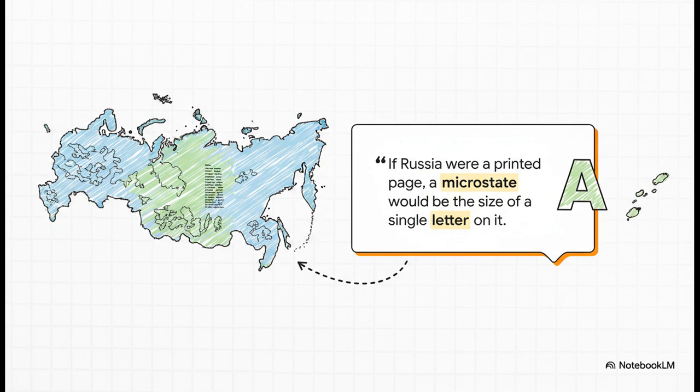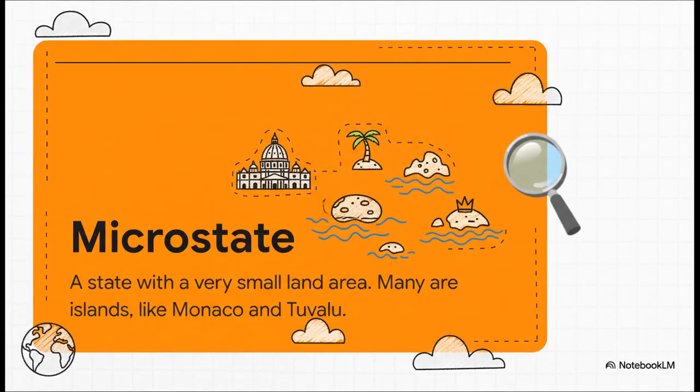Now, let's go to the complete other end of that spectrum. I love this analogy because it just nails the scale perfectly. If Russia were the size of a single page in your notebook, a microstate would be the size of just one letter on that page. Think about that for a second. So what are these tiny little letters on the page? They're called microstates, and they are exactly what they sound like: states with incredibly small land areas. The Vatican, for example, is the smallest in the world. But there are about 24 of these little guys, and a lot of them, you'll notice, are islands.